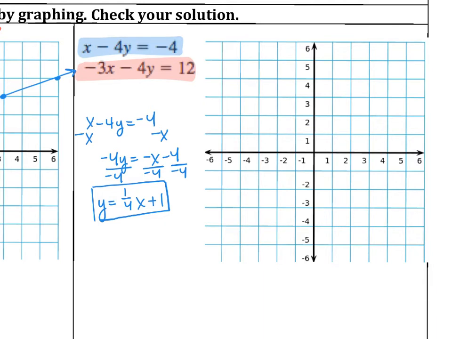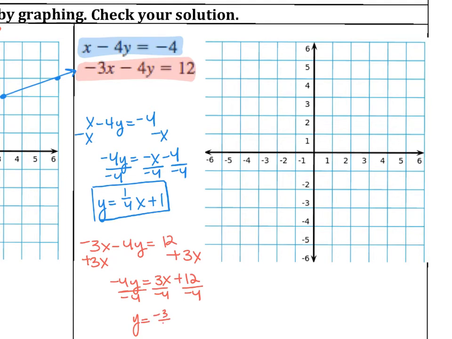All right, my second equation, my red one, I need to solve for y also, so I'm going to bring it down here. I need y by itself, so I'm going to add 3x to both sides. And I'll be left with negative 4y equals 3x plus 12. I'm going to divide every single term by negative 4. And you'll have y equals negative 3 over 4x minus 3. All right, let's get to plotting.